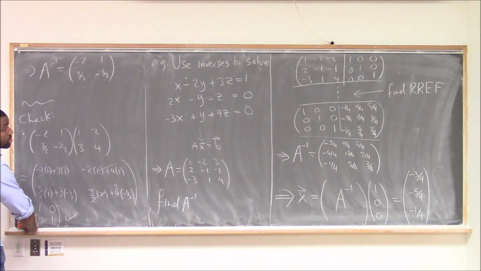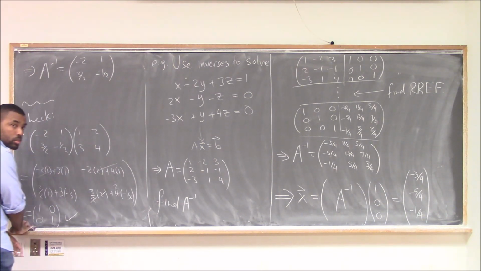Professor, the x value would be negative 3 over 4? Yes, and the y would be minus 5 over 4.